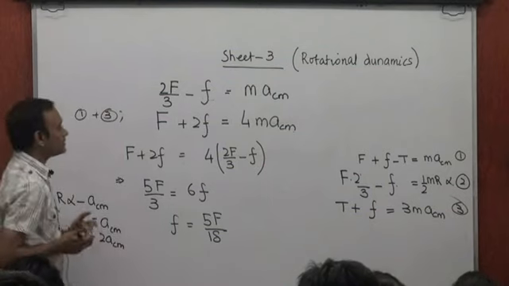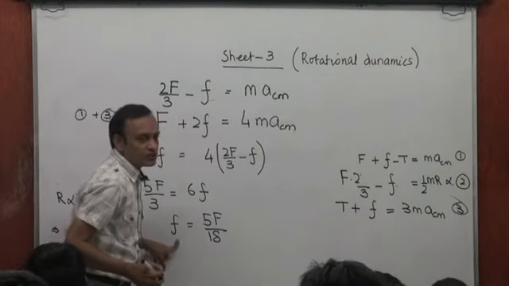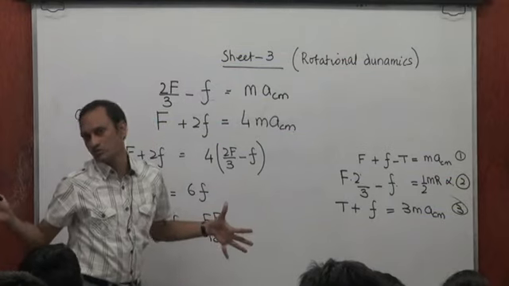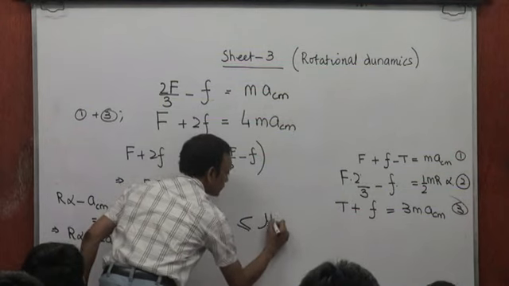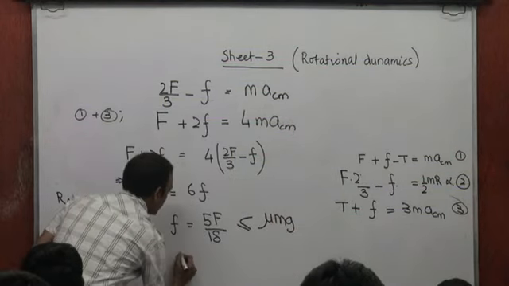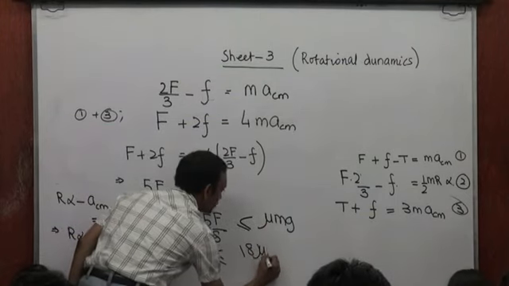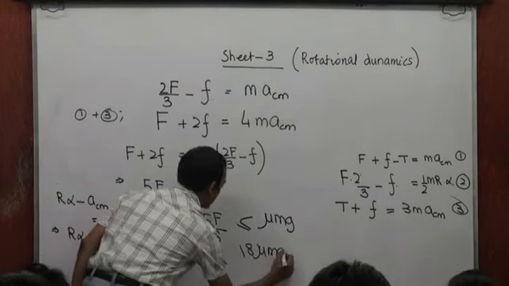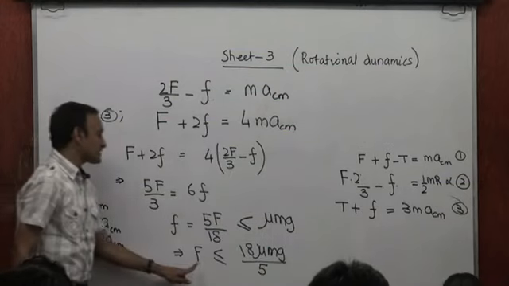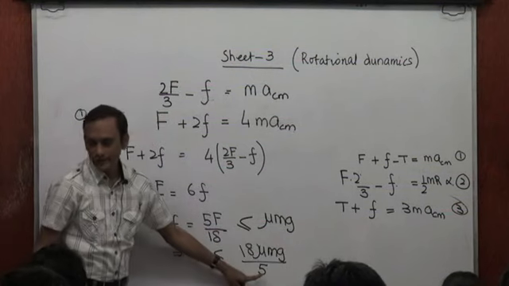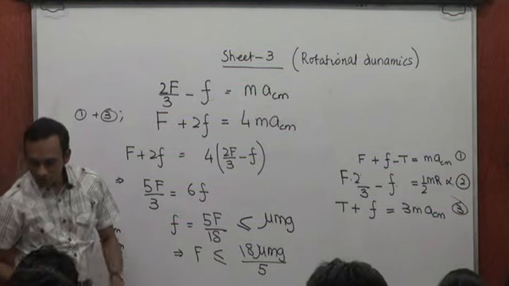Right? And this f, since it's static friction, has to be less than or equal to mu times mg. Right? Which leads to f less than or equal to 18 mu mg by 5. So the maximum F is 18 mu mg by 5. Does it match?